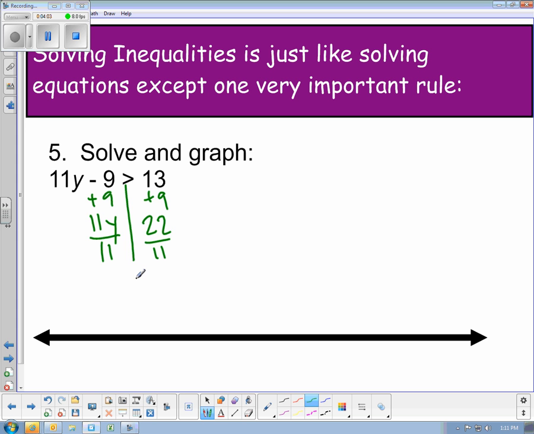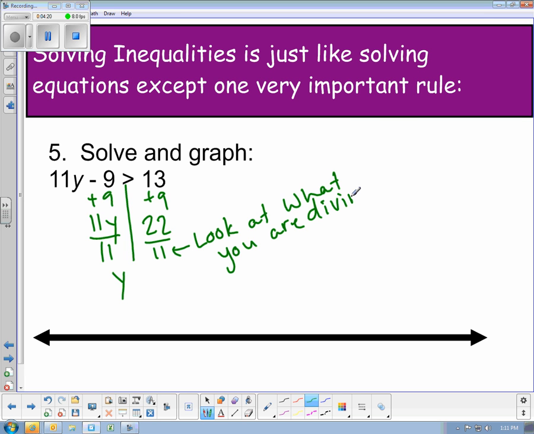This is where I need to stop and check though. I'm going to have y left over. I need to take a look at what you're dividing by. Look at what you're dividing or multiplying by.